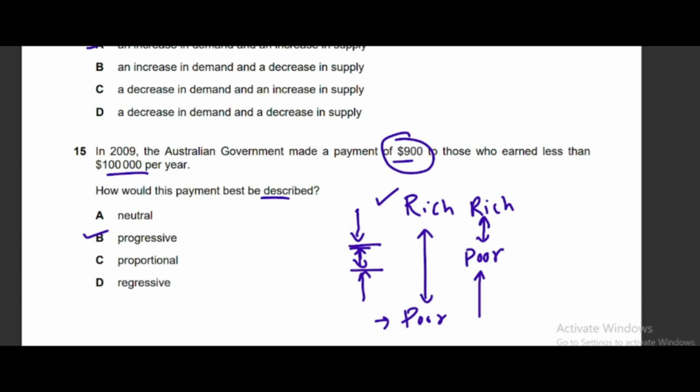And progressive payments by the government are where the government pays more transfer payments to the poor class, so their income increases, and when their income increases, the gap between rich and poor class decreases. So again, it is also progressive.